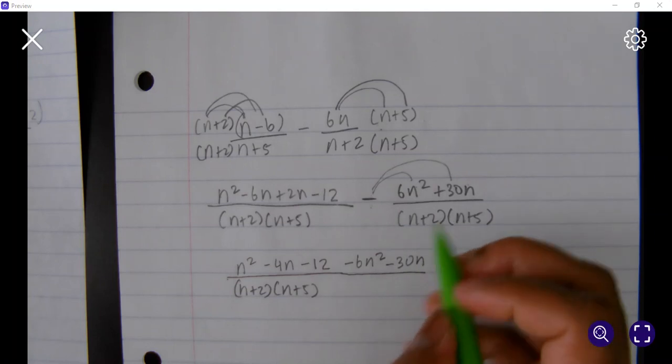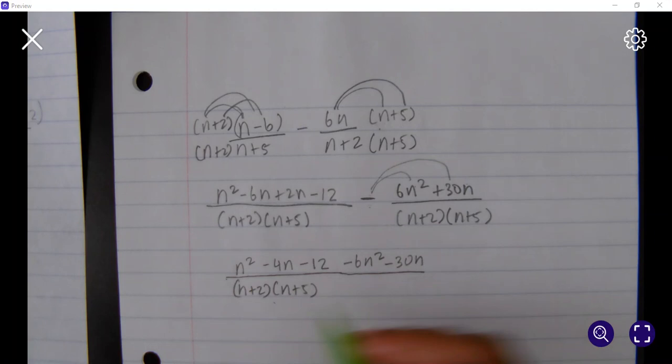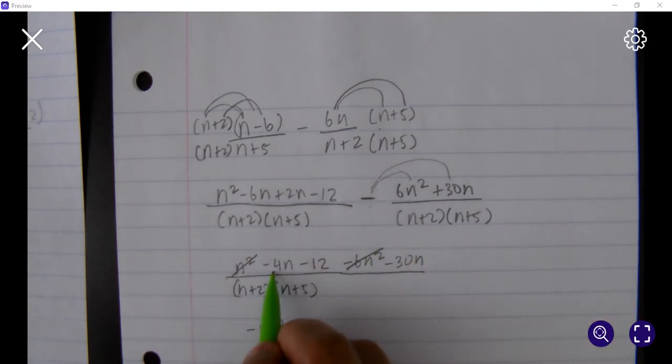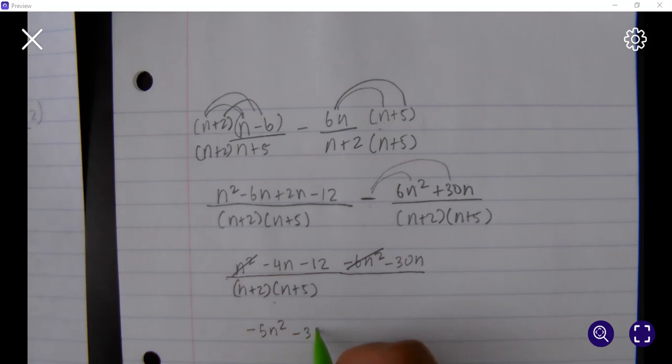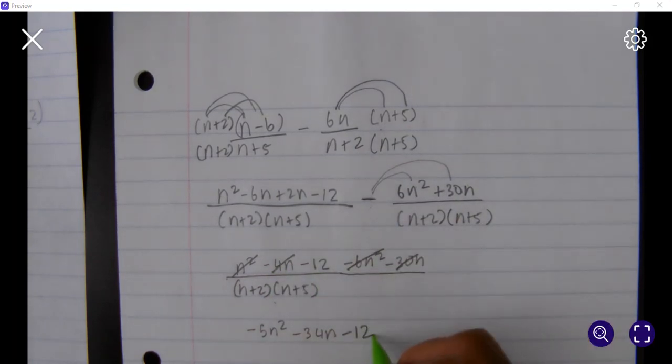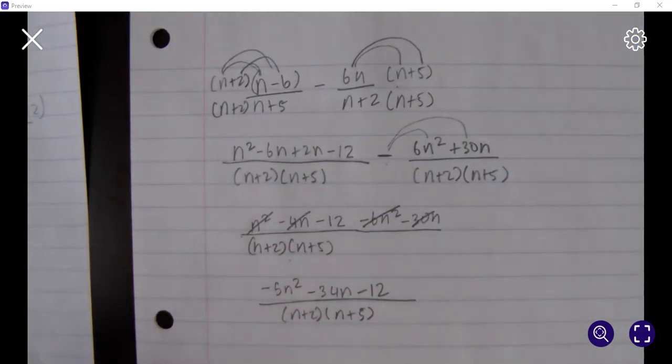Now it's just a common denominator, so I wrote it 1. Let me clean up the numerator. n squared minus 6n, that's negative 5n squared, there it is. And then here negative 4 minus 30, that's negative 34n. And then negative 12. So my shortcut didn't work on this one. And there's my answer.